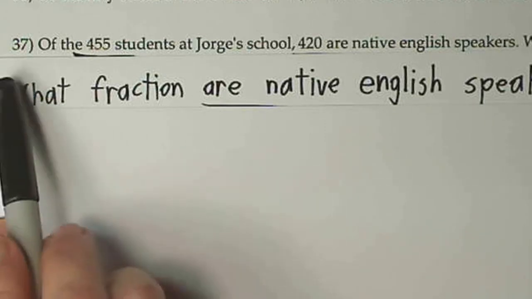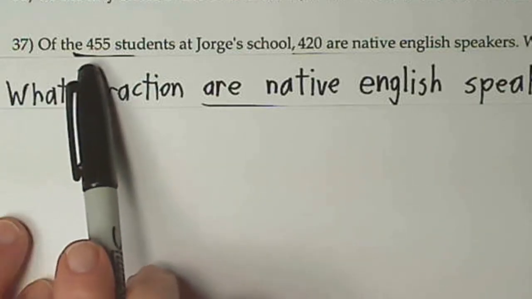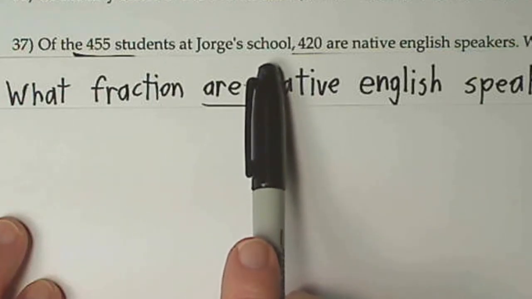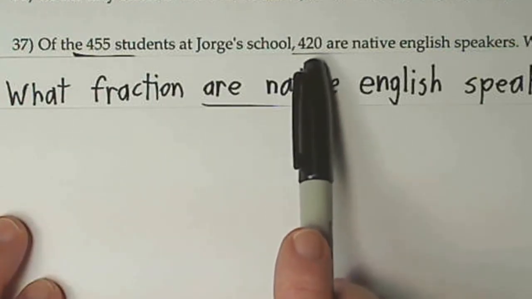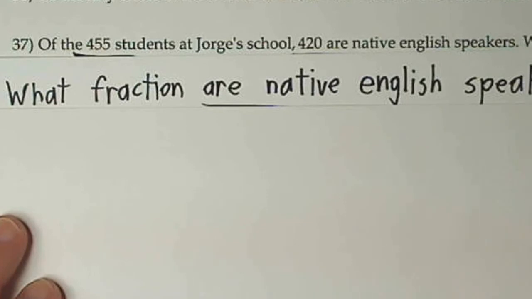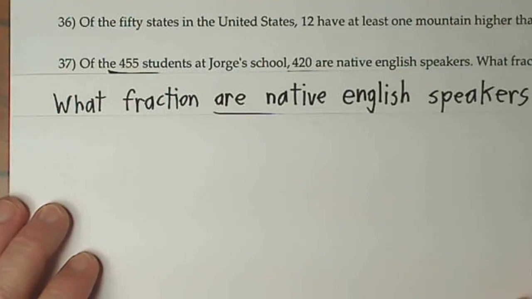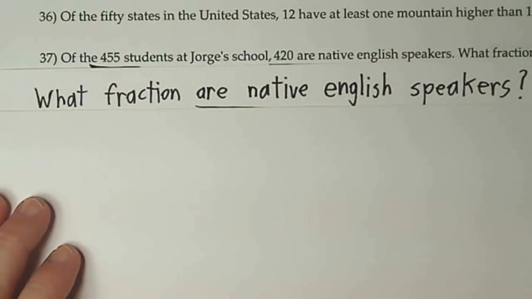All right, we'll tackle number 37 here. Of the 455 students at Jorge's school, 420 are native English speakers. And then it goes on to say, let me zoom out a little, what fraction are native English speakers?